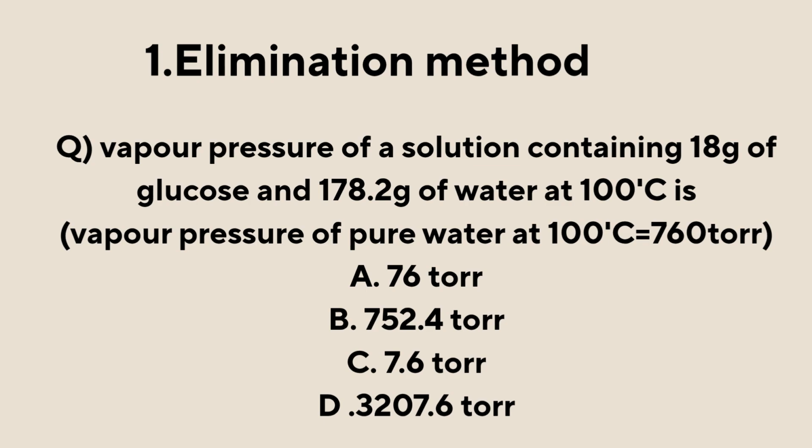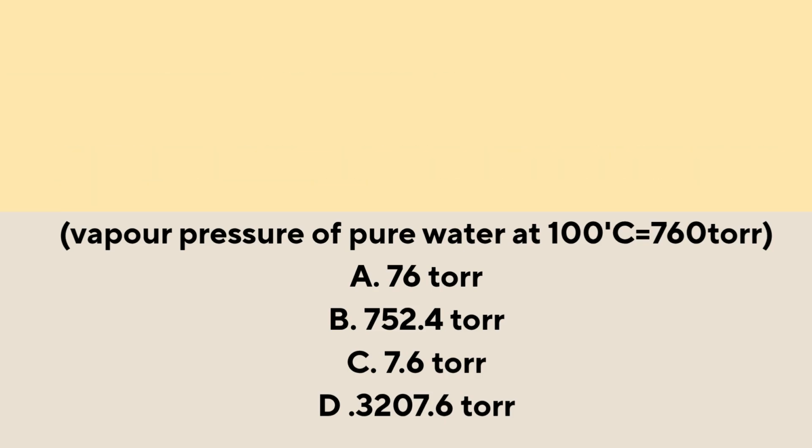As we all know, whenever we add a solute, the vapor pressure decreases. So by seeing the 4 options, we can easily eliminate the 4th option. And 760 won't decrease directly to 7.6, right? So we can eliminate the 3rd option also. So the very first thing, when you have no idea about the question, always try to eliminate the options.